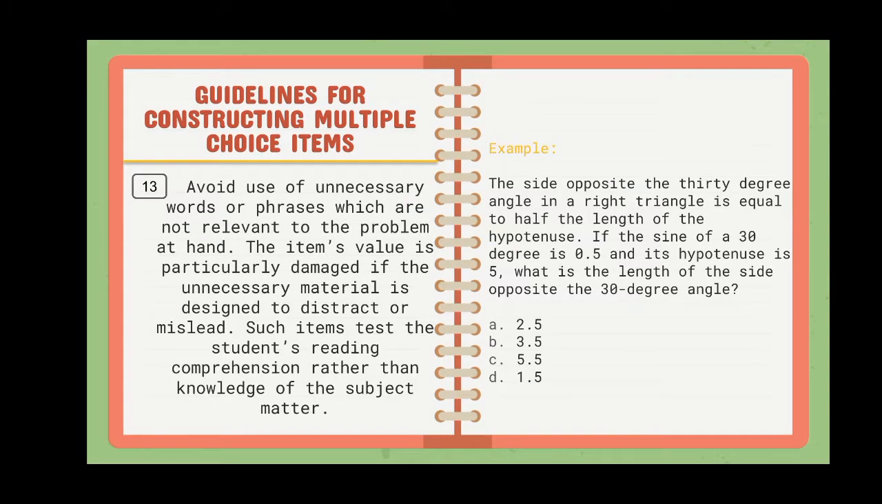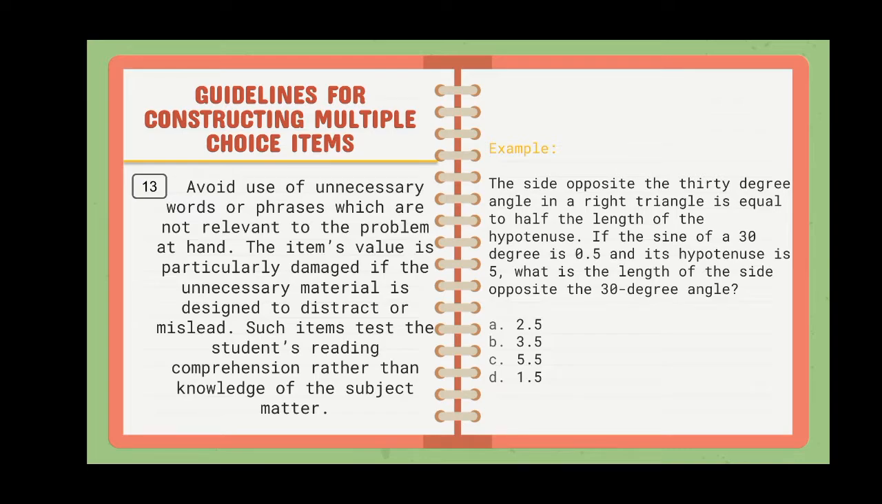Rule number 13. Avoid use of unnecessary words or phrases which are not relevant to the problem at hand, unless such discriminating ability is the primary intent of the evaluation. The item's value is particularly damaged if the unnecessary material is designed to distract or mislead. Such items test the student's reading comprehension rather than knowledge of the subject matter.